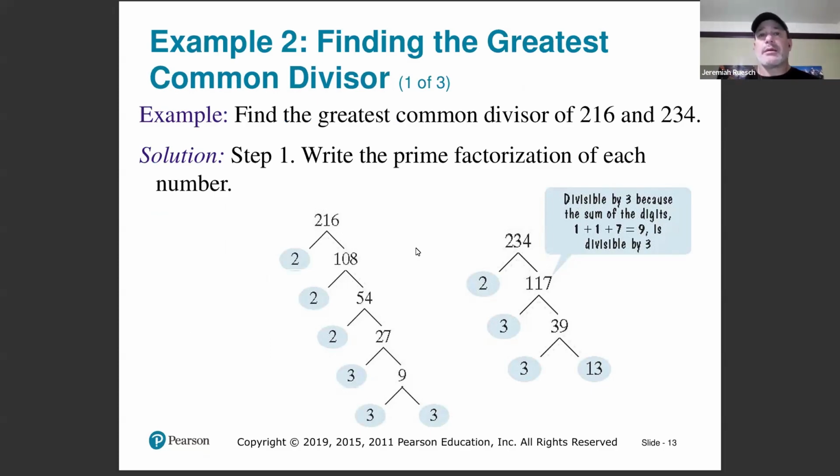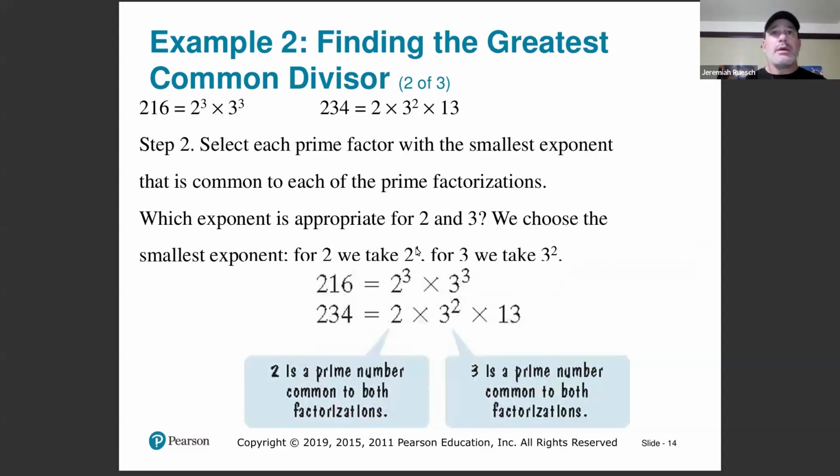If we look at each of the factors in the prime factorization, we have 2 to the third power times 3 to the third power for 216, and then we have 2 times 3 to the second power times 13 for 234. So if we combine them, let's select the smallest exponent of each of these.